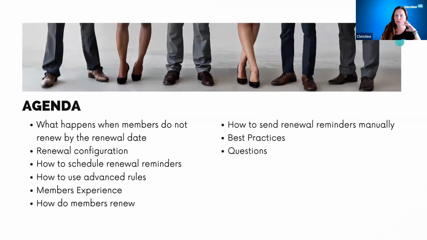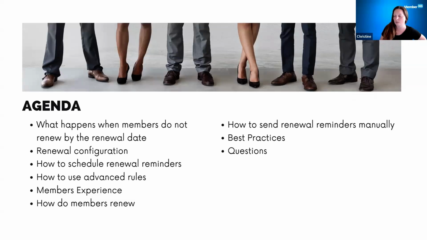So what are we going to go over today? First, we're going to look at what happens when you don't renew by your renewal date. Then we're going to go into the configuration of renewals and go over the checklist items that are needed, and I'm going to show you where you can access that in a few minutes. Once we go through that, we'll show you the user experience for an actual member, what they go through when they get that renewal email, and also what happens once they renew. Then we'll go through some best practices and how to manually send some renewals.